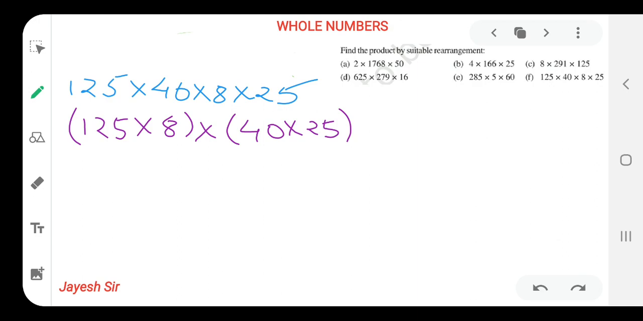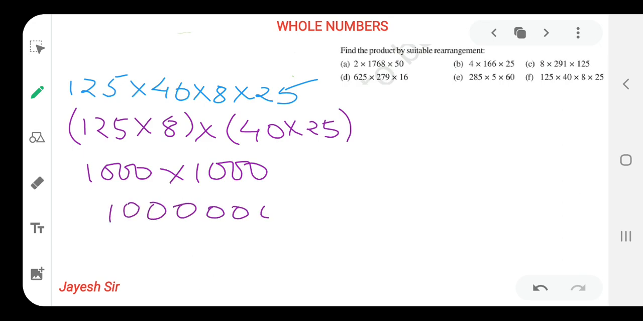Now 125 into 8 I know. That answer would be 1000. Similarly 25 into 4 I know is 100, but 100 multiplied by 10 would be again 1000. Yes, friends, now 1000 multiplied by 1000 I don't know, but I know the simple trick that 6 zeros would be there. 3 I have done, 4, 5 and 6. So this is our answer. I hope you all are getting it, and that's very easy.